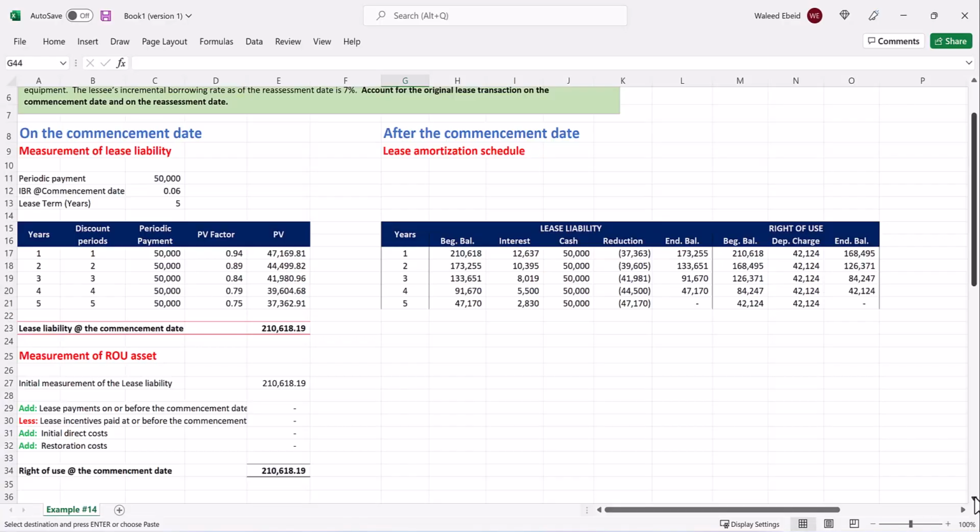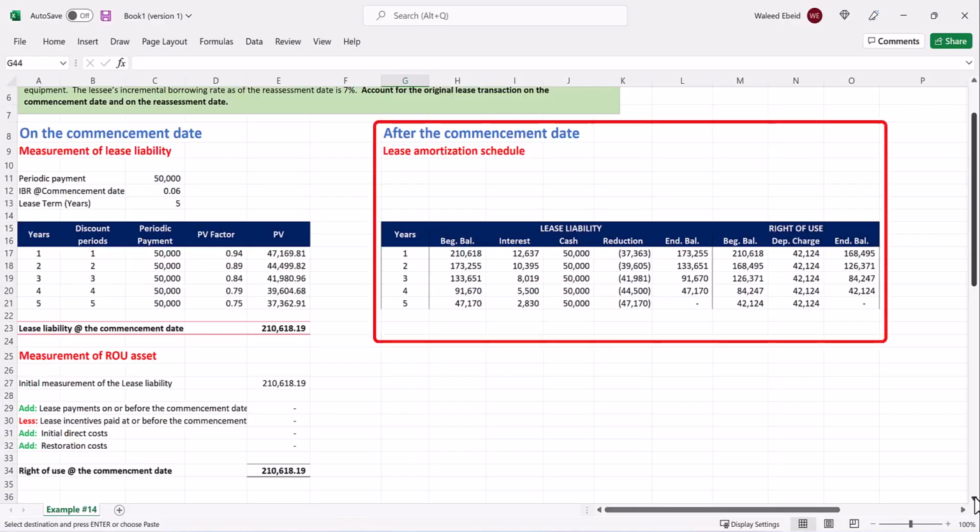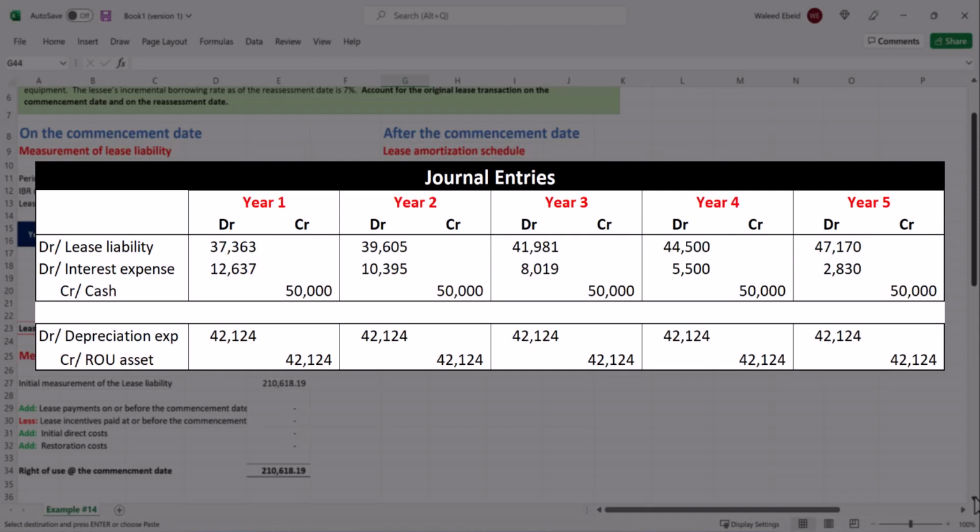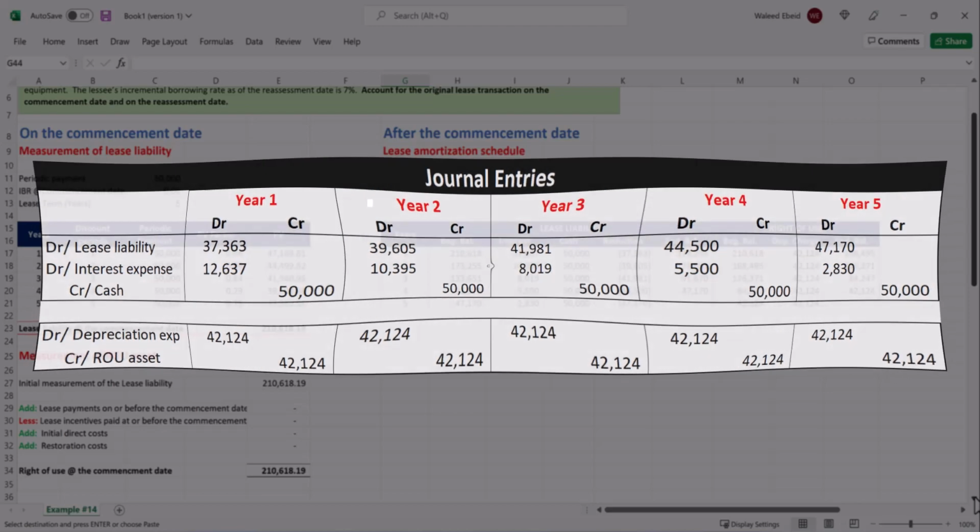And this is the lease amortization schedule for the original lease. And these are the journal entries to be booked in the lessee's books for the interest payments and the settlements of the lease liability at the year ends after the commencement date.